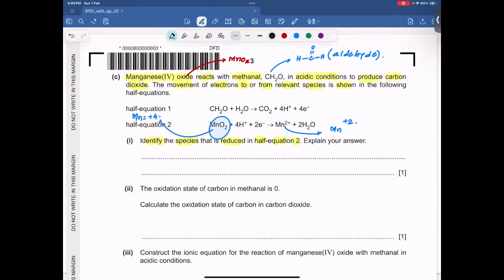Or manganese 4 oxide. So I'm going to write manganese 4 oxide gains electrons during the reaction, which is why its oxidation state decreases, which is why it undergoes reduction.